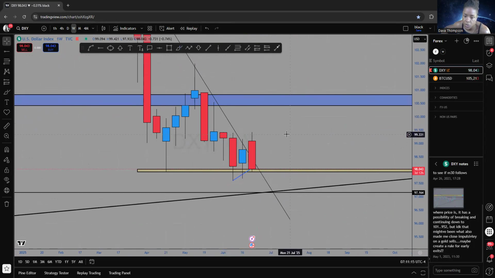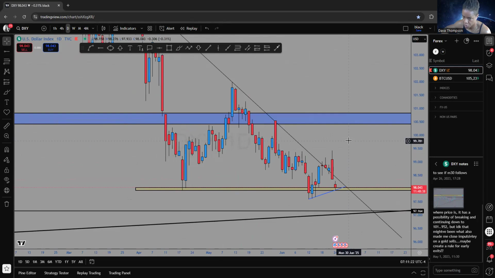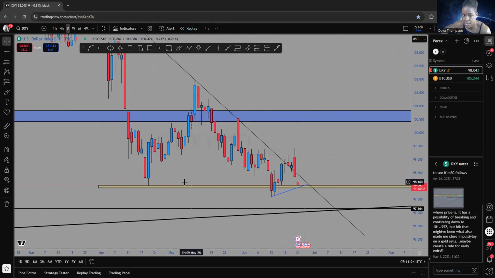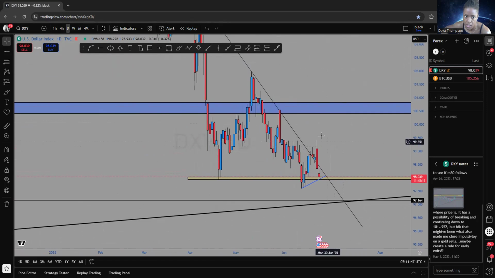So pretty much what I'm looking at is the levels that it would have to respect in order to actually turn around. And I think it's this level right here. If this level gets broken, I think we're going to head down to 97 points, 97.2-ish area. But I don't think that I can trade any dollar pairs with confidence at the moment because this is a moment of indecision, right?